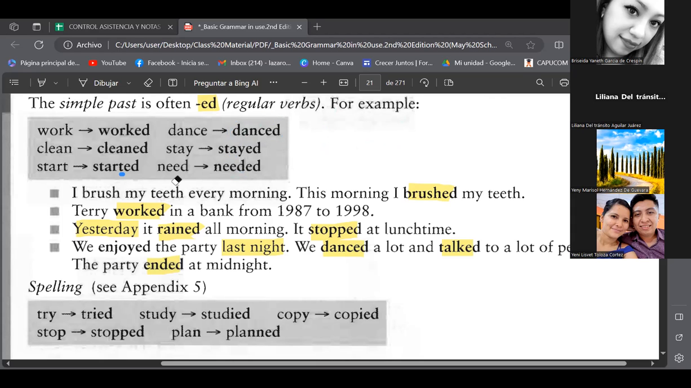Okay, with irregular verbs, it's difficult. With irregular verbs, you just need to know them.